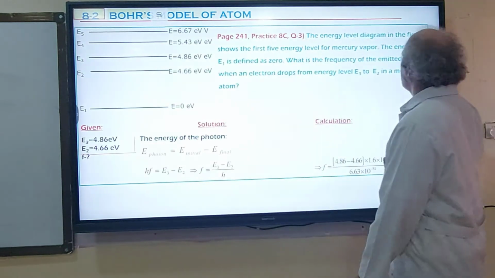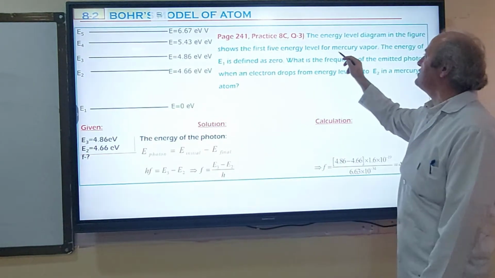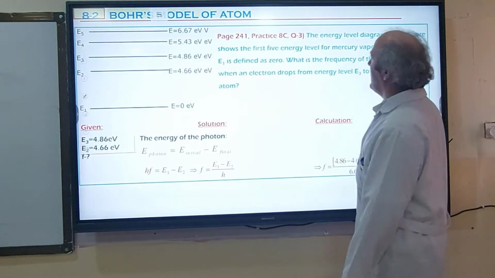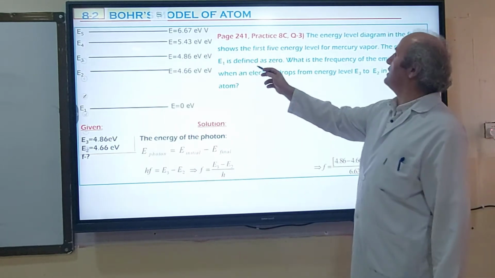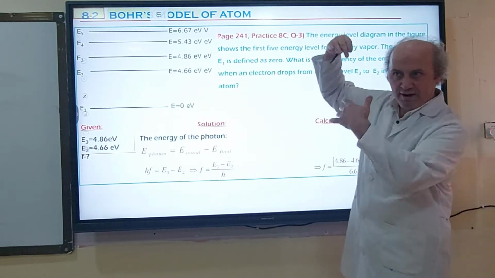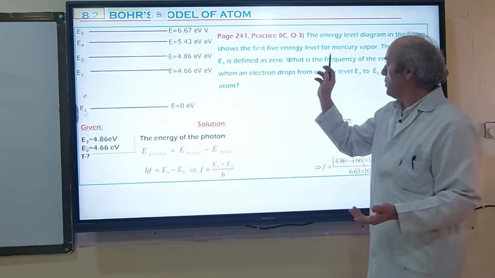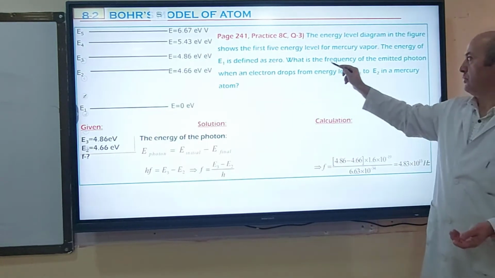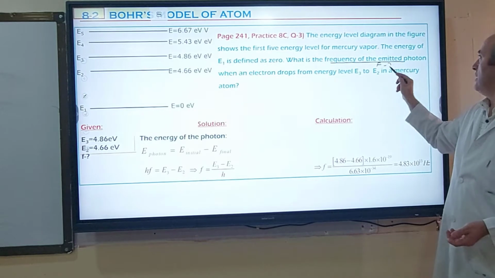This energy level diagram in the figure shows the first 5 energy levels for mercury vapor. The energy level of E1 is defined as 0, and then we define the other energy levels according to this. What is the frequency of the emitted photon? Again, a question about the emitted photon.